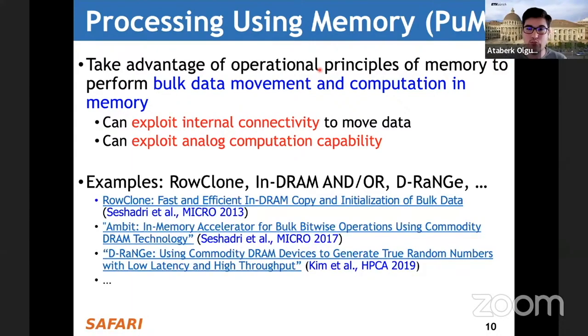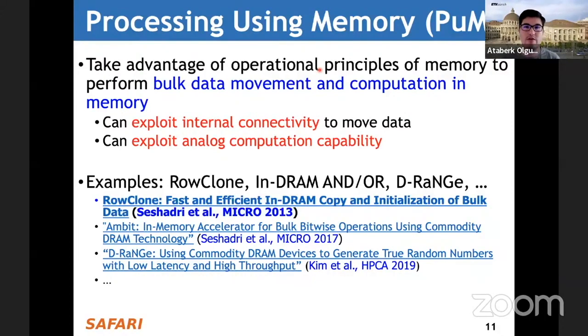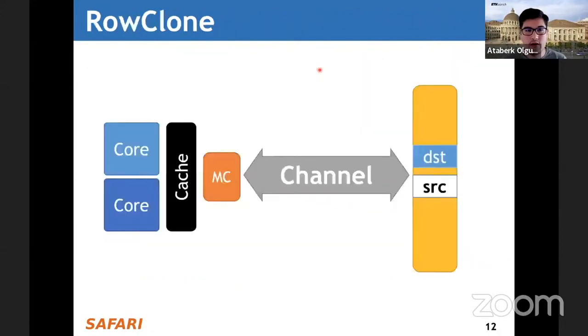And here are some pointers to these works. I won't go into detail about how they do everything, but we will talk about RowClone specifically because that's something we evaluate in our work. So I will start by motivating RowClone using this animation here. On the left side, we have the processor, its caches, and the memory controller. It is connected to this memory module on the right, or a memory channel.